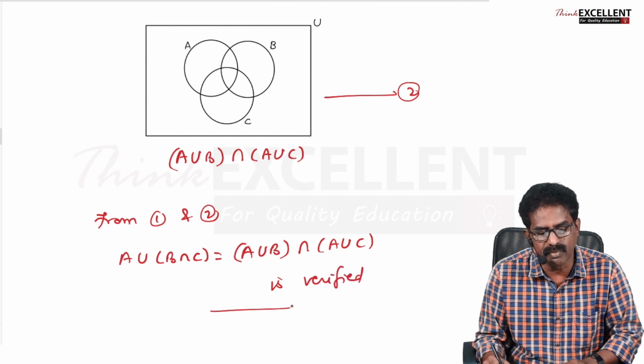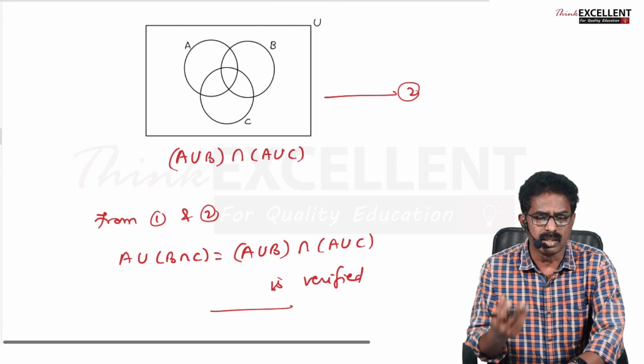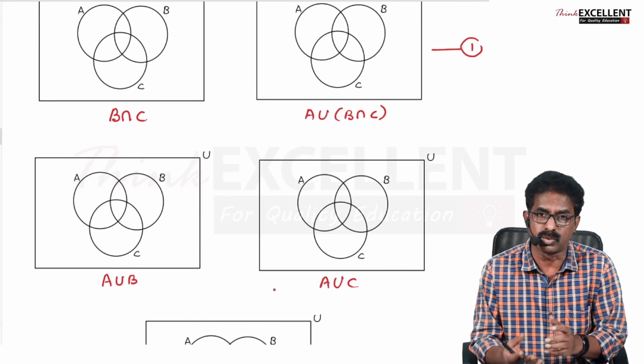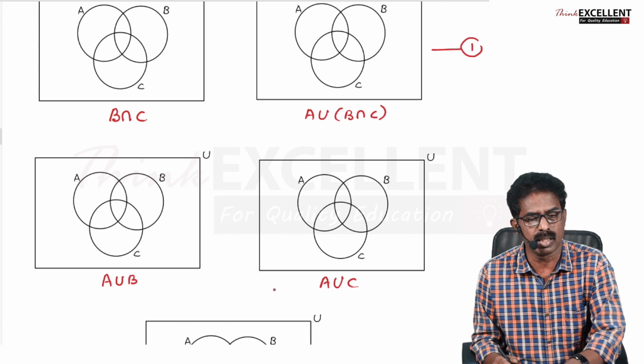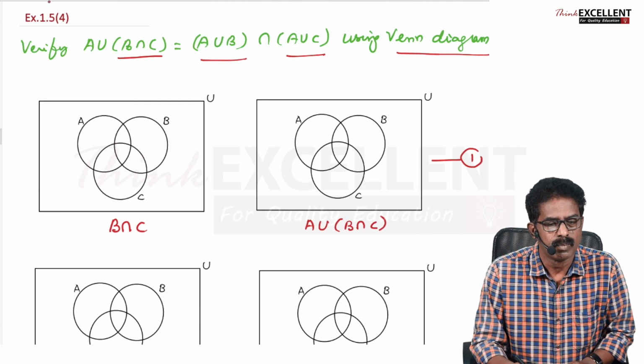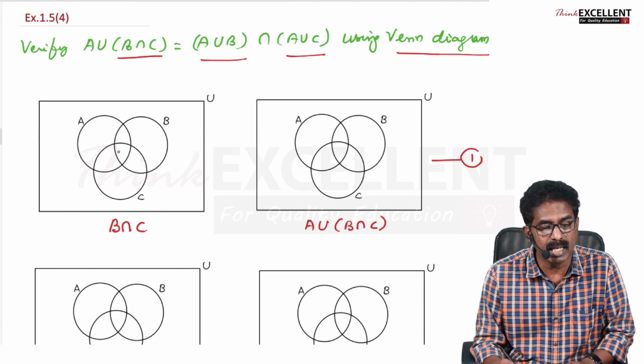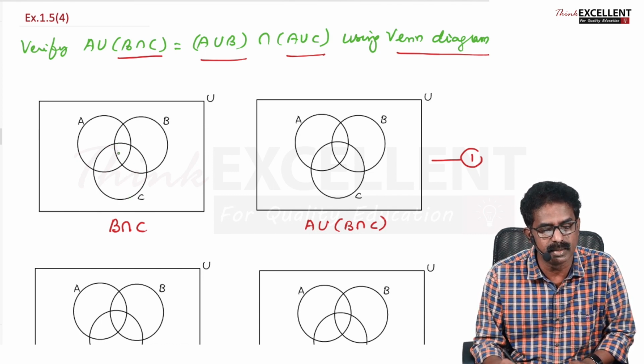This is the general format of questions of this type. Even De Morgan's law, distributive property or associative property, this is how you have to do. Okay, now please listen here. Now we are going to shade it. Listen. First B intersection C, common for B and C. B and C, common portion you shade.